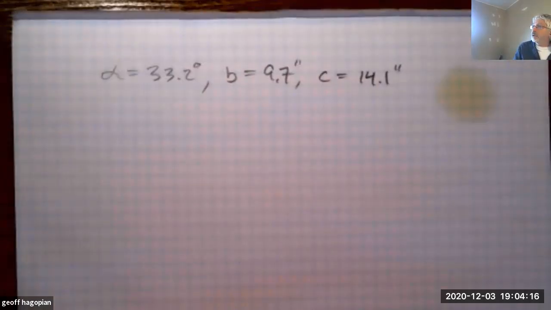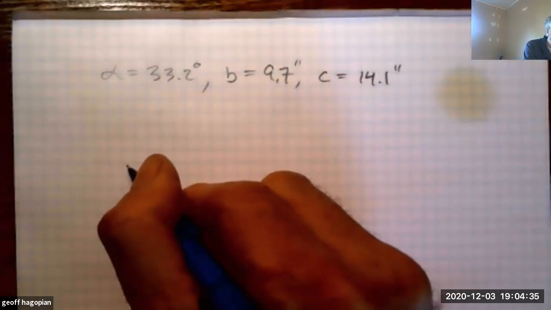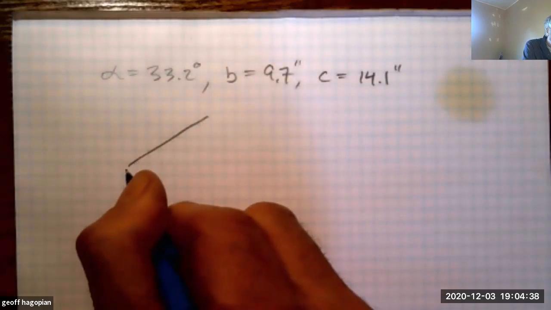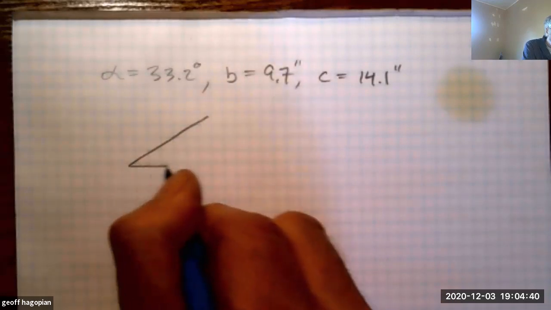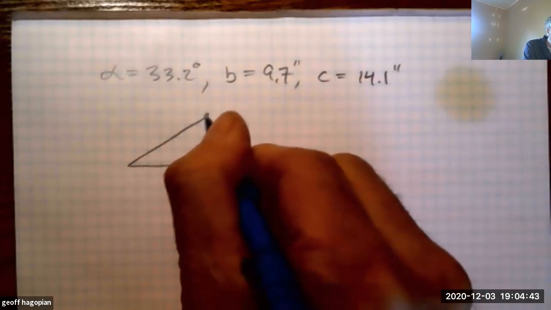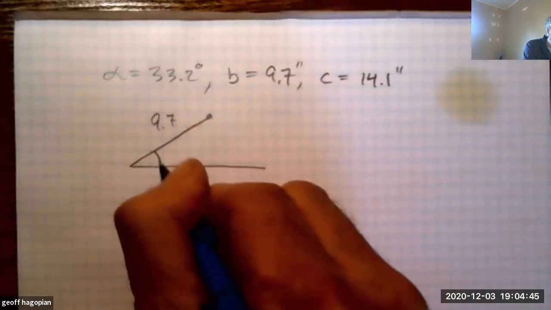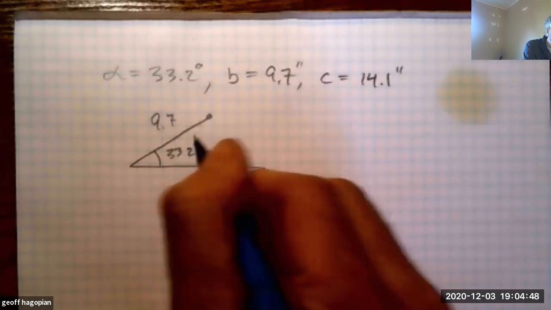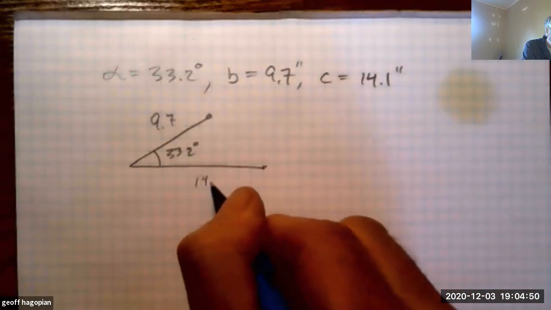And so this looks like side angle side, right? Because alpha would be opposite angle A, or angle A is alpha, and the side opposite that we don't know, that would be A. So we know the adjacent side. So let's draw something like that. It doesn't really matter which one is B and which one is C. So let's say this is 9.7, this is 33.2 degrees, and this is 14.1.